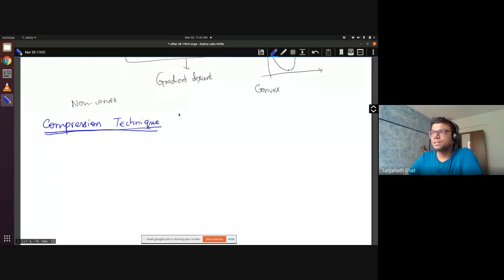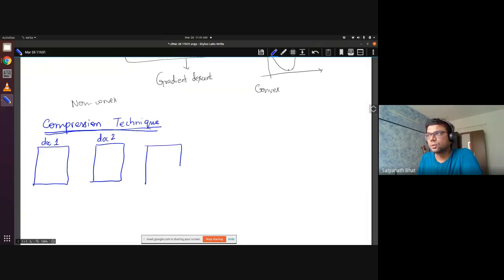Now, you are given a bunch of data. You can think of these as various documents or images, whatever you want. Let's say there is document 1, document 2, document 3, and so on. There is a bunch of these documents. Each document has English alphabets: A, B, C, D, and all those things. Spaces are there. So you have a Unicode or an ASCII representation.